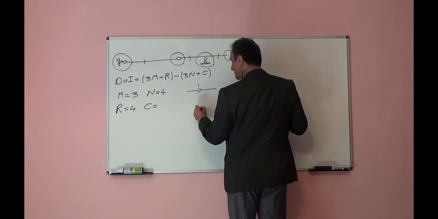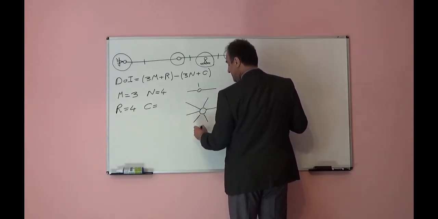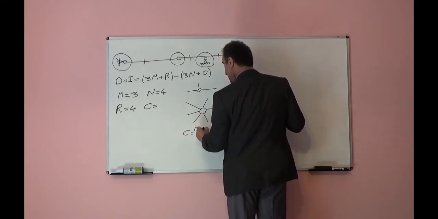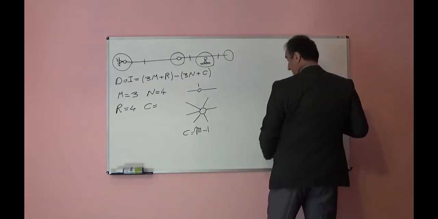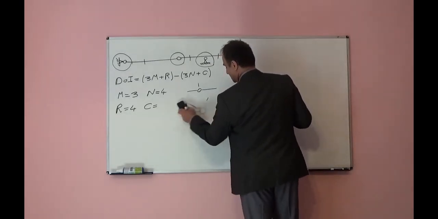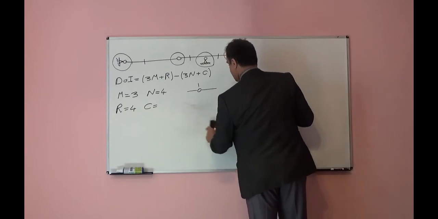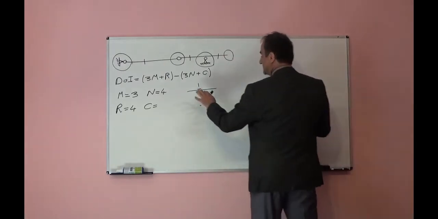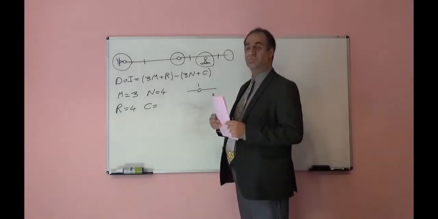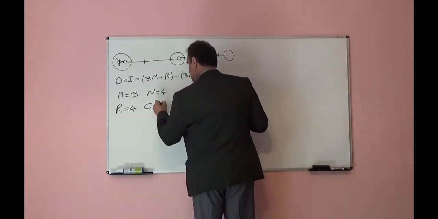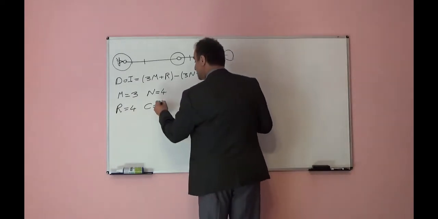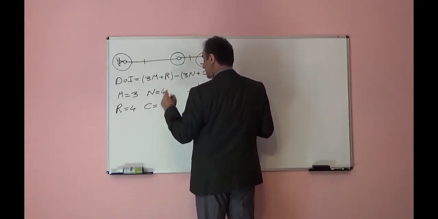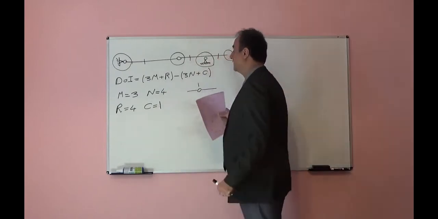If you know the number of members coming to one hinge is m, the condition equation will be m minus 1. Because here we have 2 members, and we know from the beginning the moment here is equal to 0. So one condition equation: we know one internal force here is equal to 0, so C is equal to 1.